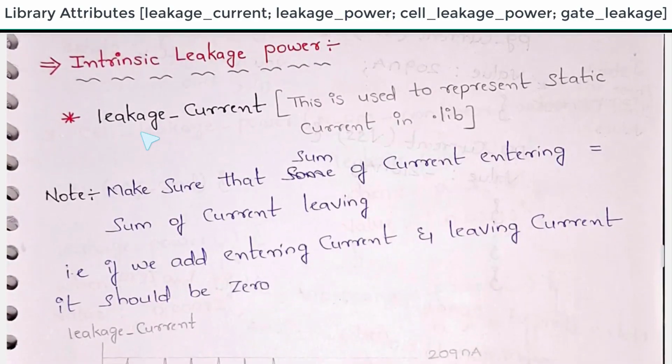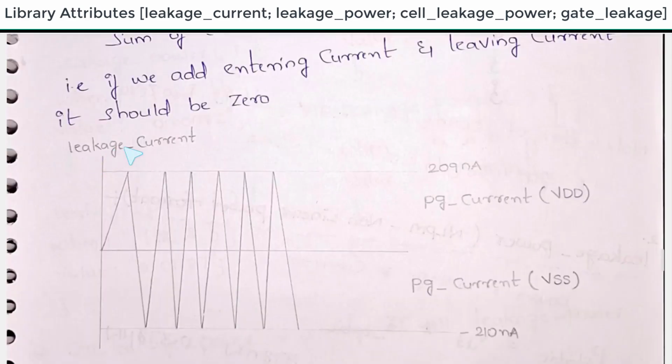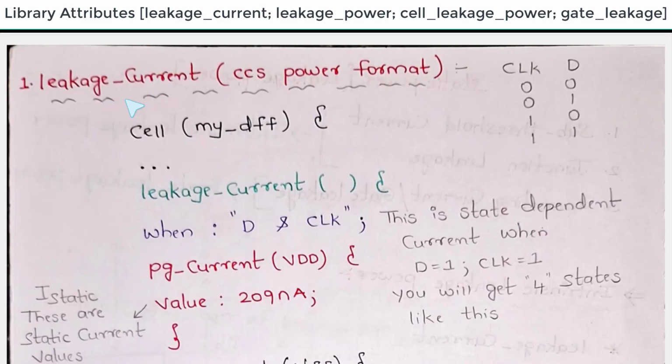So here the attribute leakage_current is used to represent static current within the .lib. Make sure it satisfies KCL, that is Kirchhoff's current law: the sum of current entering is equal to the sum of current leaving, or simply, if you add the entering and leaving currents, it should be 0. If this is a leakage current, the above portion you can treat as positive, the bottom part as negative, and this point is called the origin. When you add the positive and negative, it should be 0.